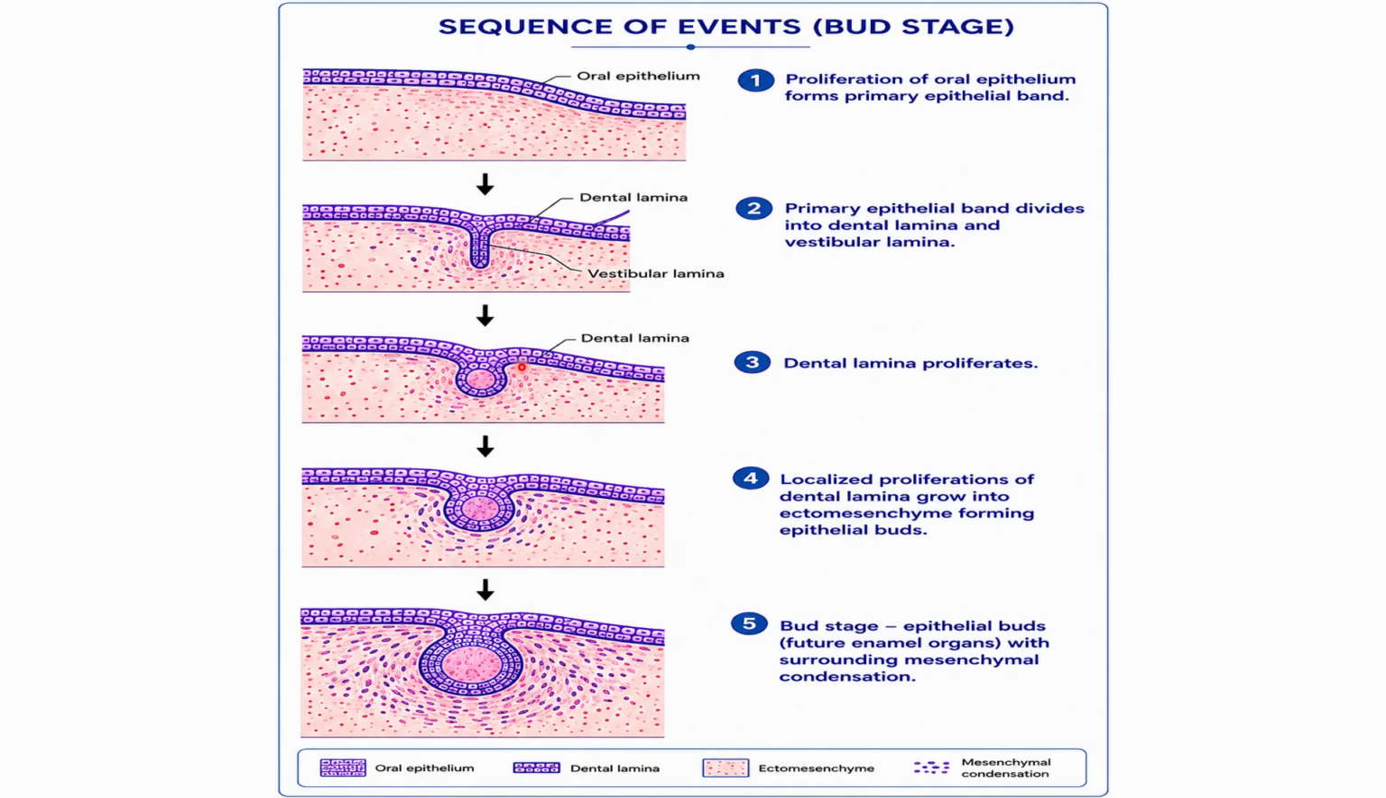Next, the dental lamina continues to proliferate downward into the mesenchyme, and there is localized proliferation of the dental lamina into the ectomesenchyme, which forms the rounded epithelial bud. And the epithelial bud, which is the future enamel organ, is surrounded by the mesenchymal condensation, and it is connected with the oral epithelium with the help of the dental lamina.